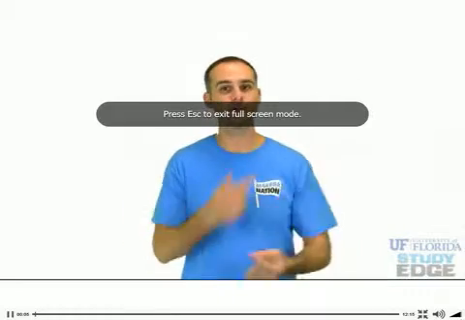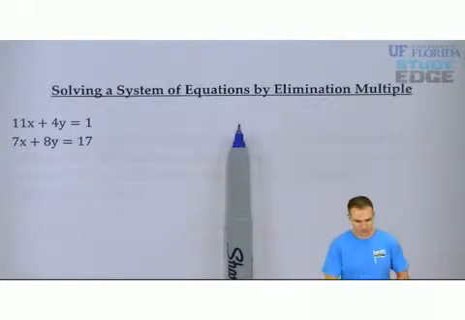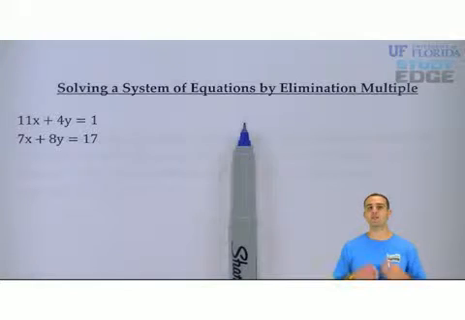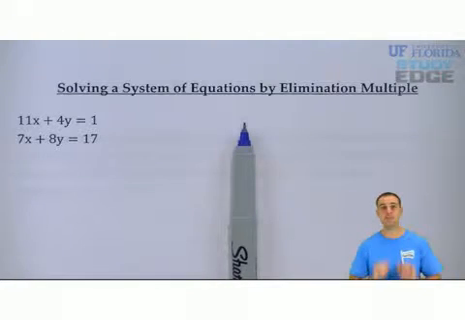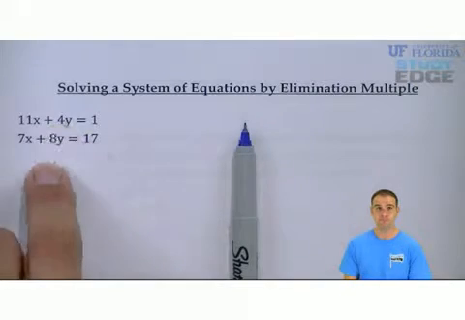Here we go, elimination multiple. So if you've watched all the videos, you have substitution, elimination match, and now elimination multiple. In this case, I do not see a single variable by itself. I don't see y with a coefficient of 1 or x with a coefficient of 1. At the same time, I don't see a match. But I do see a multiple, 4 and 8.